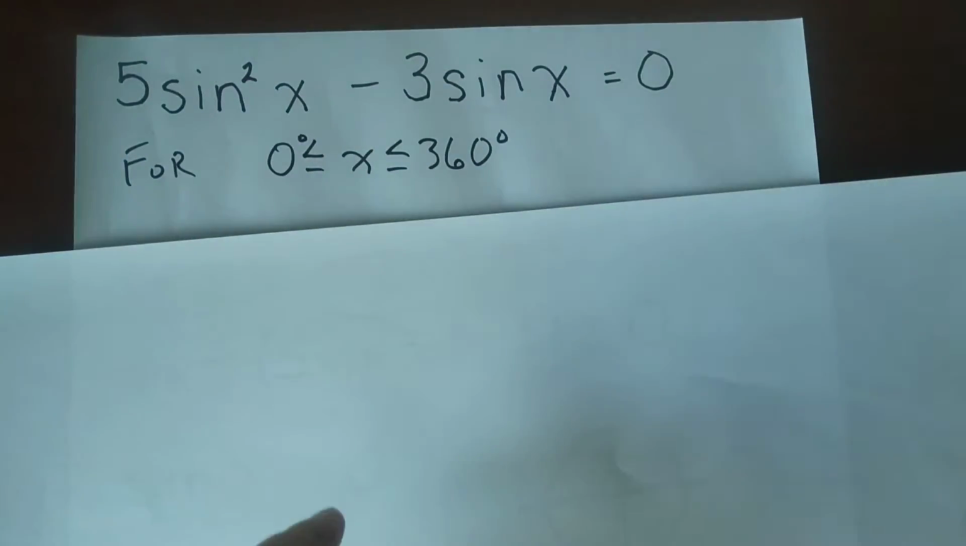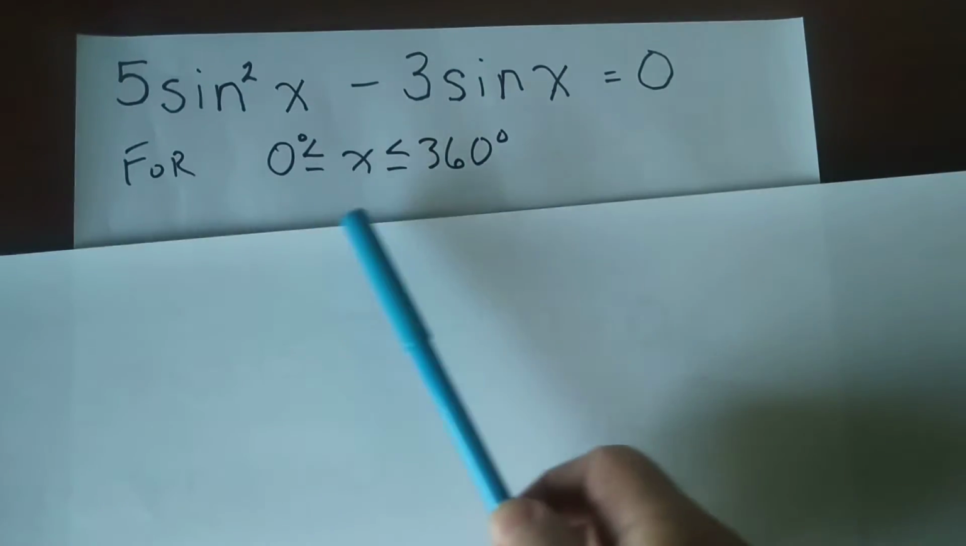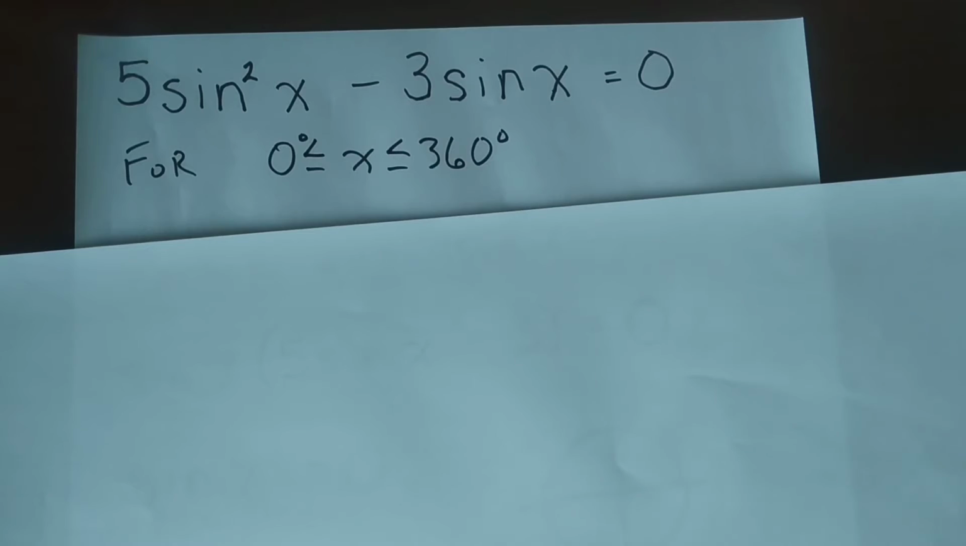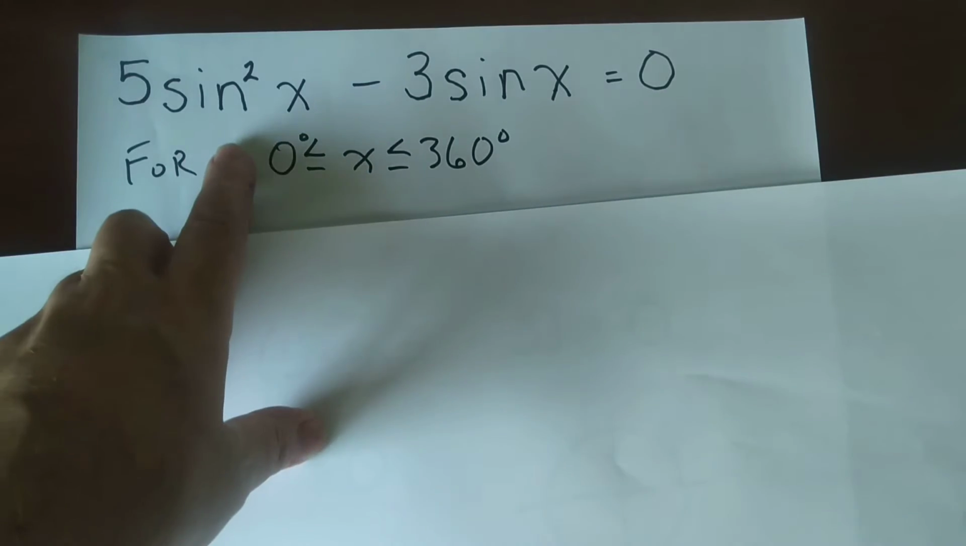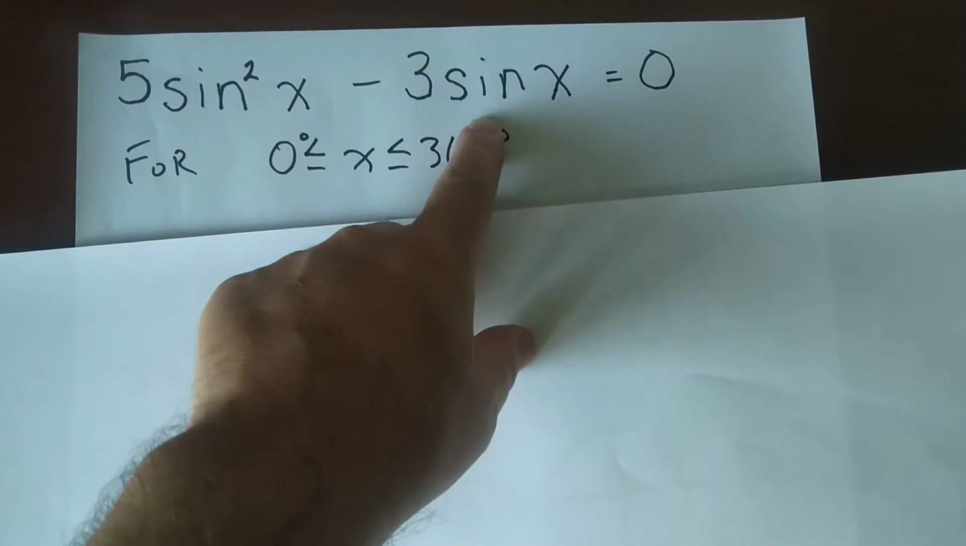We have 5 sine squared x minus 3 sine x is equal to 0, and we've got to find all the solutions between 0 and 360. So it looks hard, but don't worry, you know how to do it, because what I want to encourage you to do is think about this.